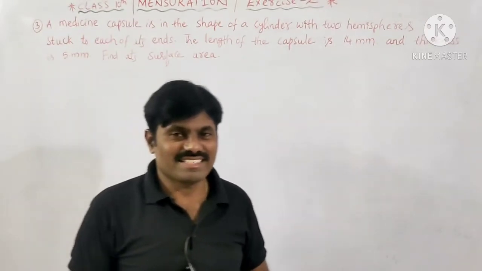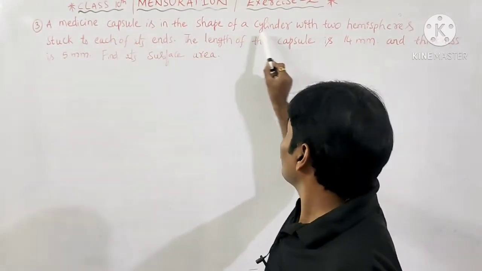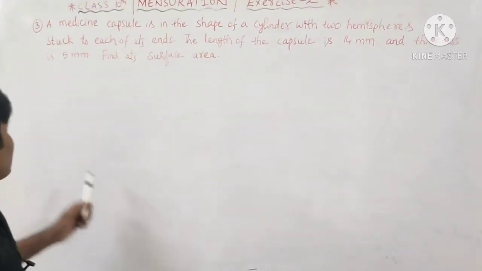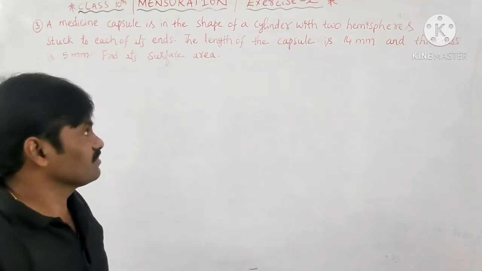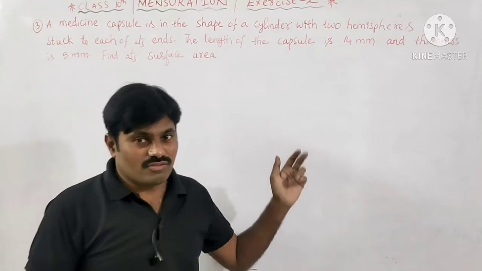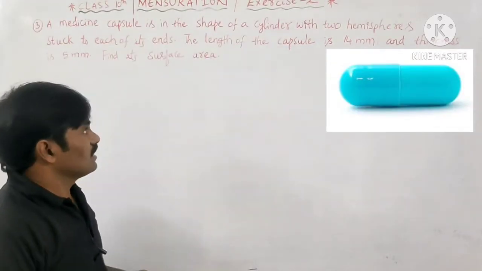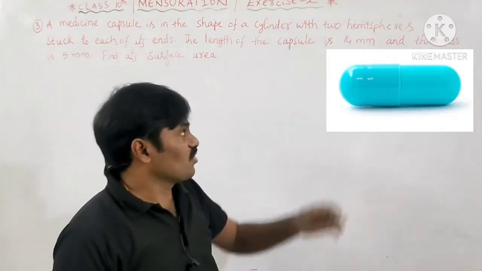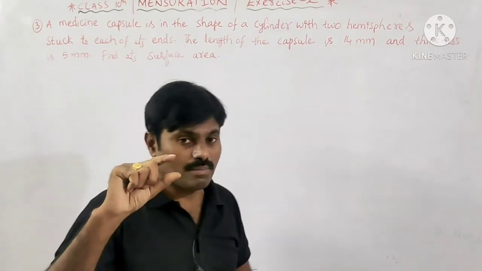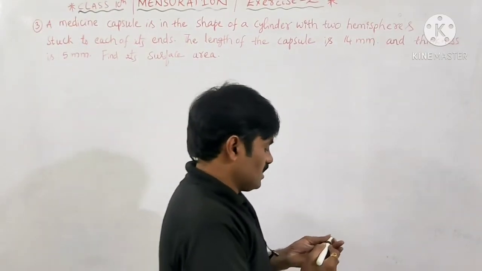Okay guys, now let us discuss question number 3, that is: a medicine capsule is in the shape of a cylinder with two hemispheres stuck to each of its ends. Okay, see the model of the capsule. So how will it be seen? Okay. So now the length of the capsule is 14 mm and the thickness of the capsule is 5 mm. Find its surface area.